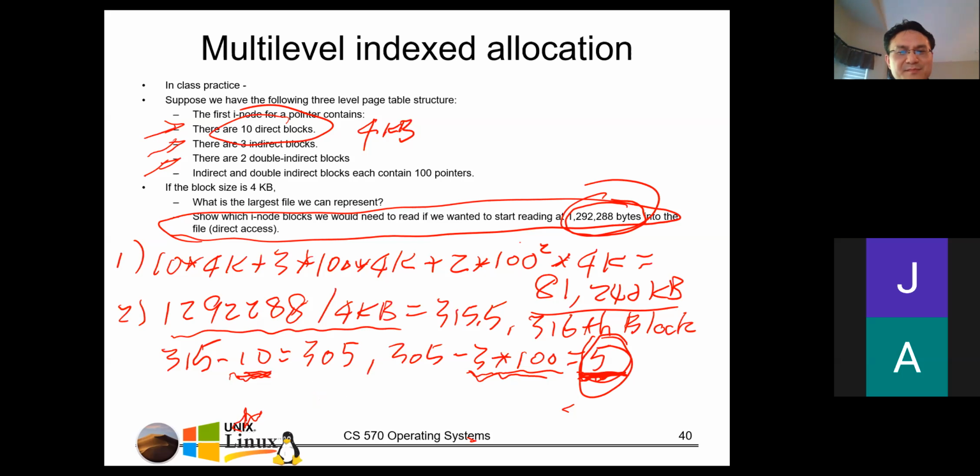I'm sorry, so the answer was the first double indirect block? Yes, the first double indirect block, right? The first 10 are the direct blocks, then you have 3 single indirect, and what you have left is 5 after the 3 single indirect, because those are counted as 300 blocks. So essentially it will be the 5th block into the first double indirect block area.